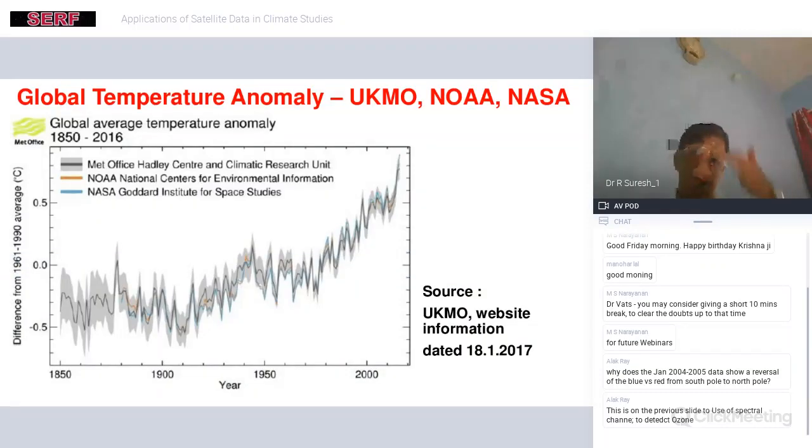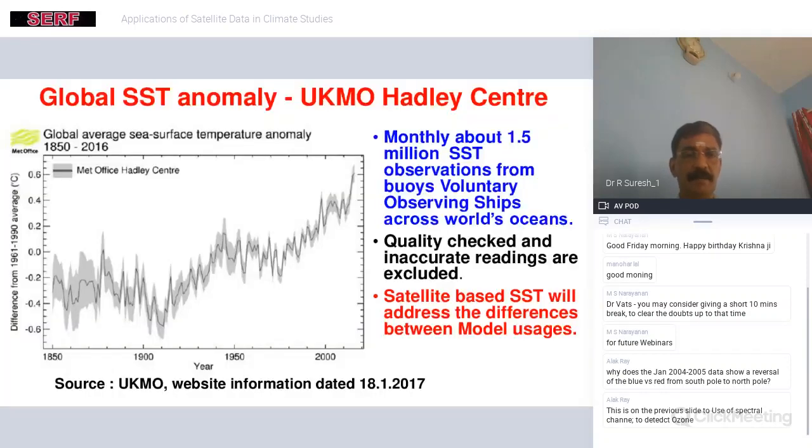It is for the global average anomaly. That is the earlier one for only land, and then this is for the land and sea put together, and this also has a similar tendency. And the agencies that have provided data are given in the legend with different shades of color. And this is only for the sea surface temperature.